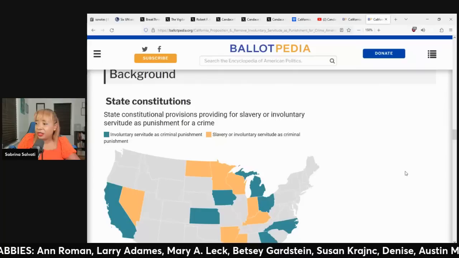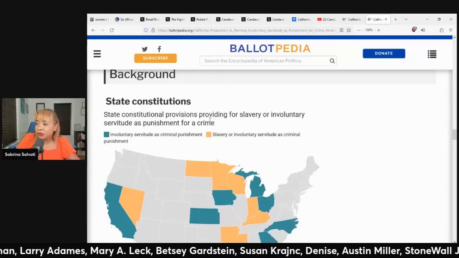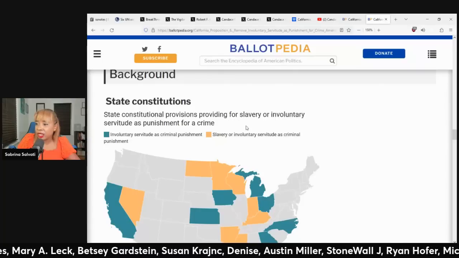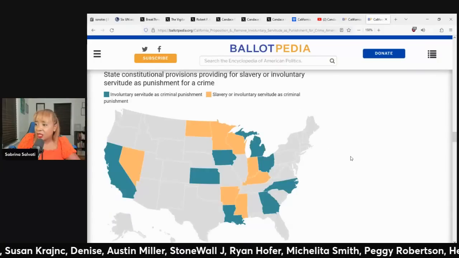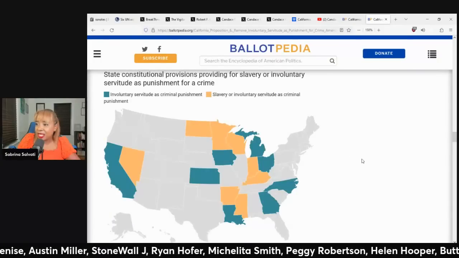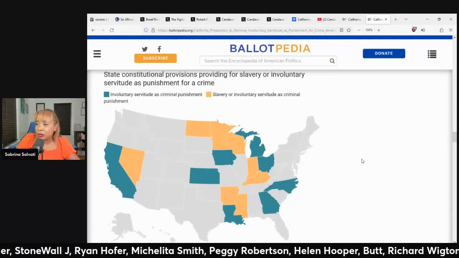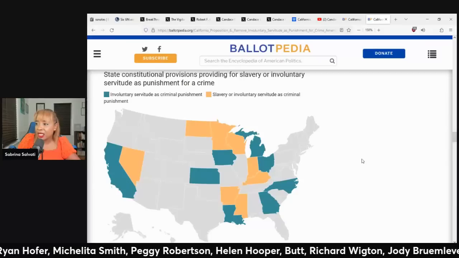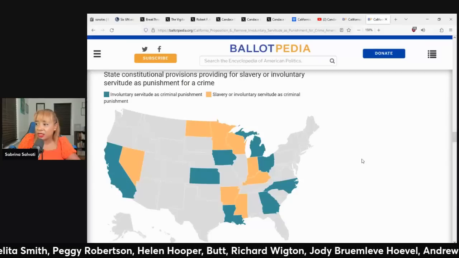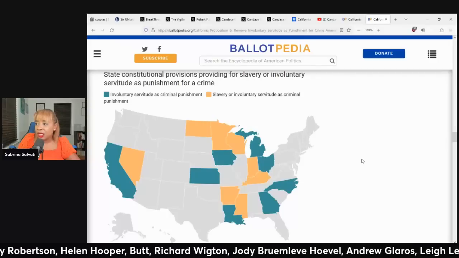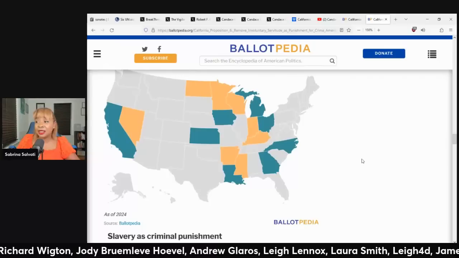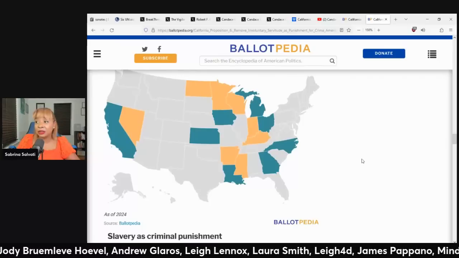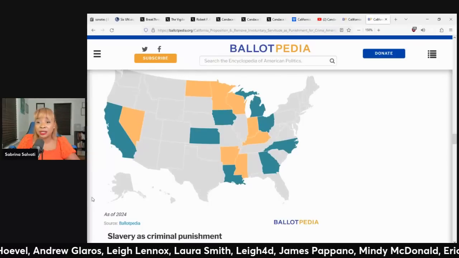Oh, about the slavery thing. State constitutional provisions providing for slavery and/or involuntary servitude as punishment for a crime. So the teal color is involuntary servitude as criminal punishment, and yellow is slavery or involuntary servitude as criminal punishment. Wow. That's crazy, dude. That's wild. I don't know if your state's there, guys.